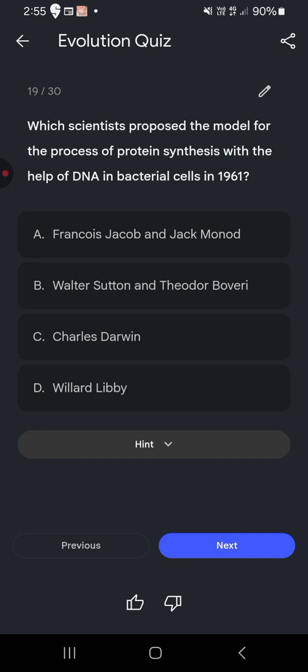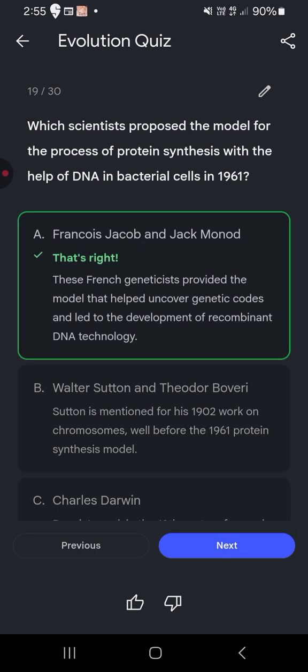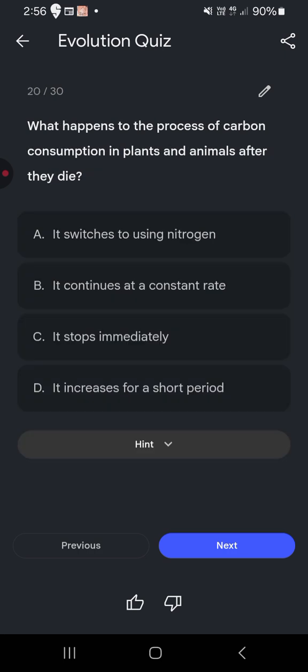Which scientist proposed the model for the process of protein synthesis with the help of DNA in bacterial cells in 1961? Francois Jacob and Jacques Monod. These French geneticists provided the model that helped uncover genetic codes and led to the development of recombinant DNA technology.